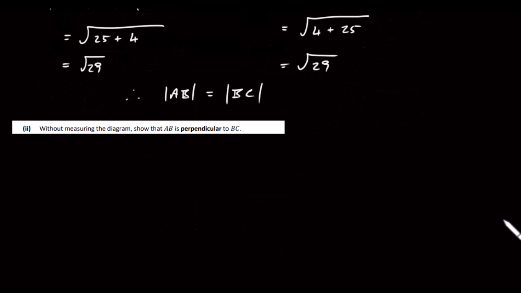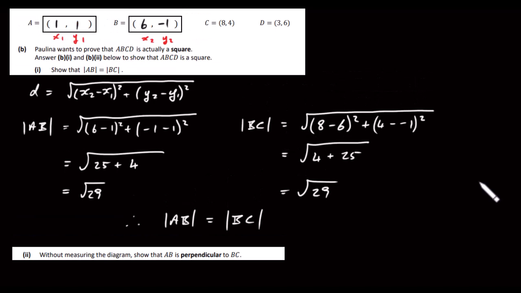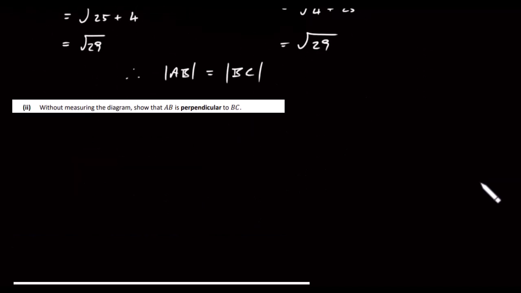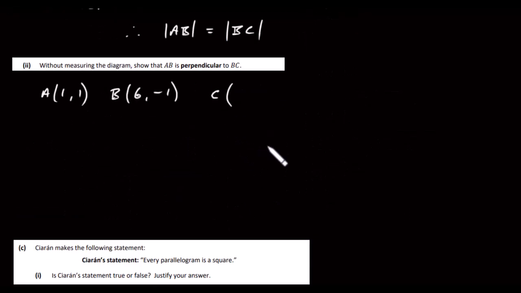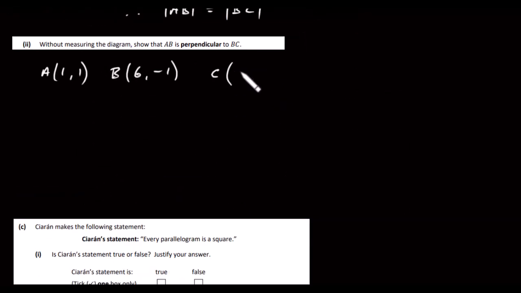Next one, without measuring the diagram, show that AB is perpendicular to BC. So A is (1, 1). I'm just going to write these down. A is (1, 1). We want B as well. So B is (6, -1). And we also want C. C is (8, 4). So we want to show that AB is perpendicular to BC.